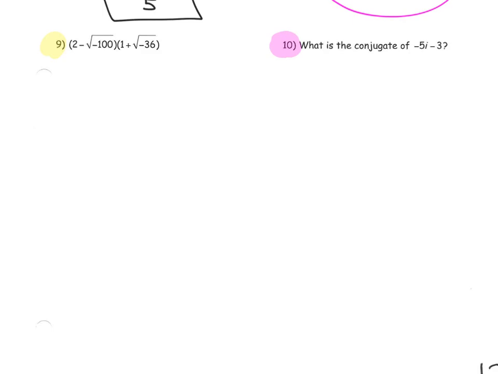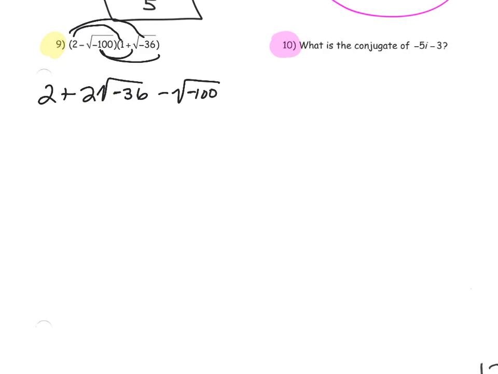All right. Okay, so we're just going to start to double distribute. So I have 2 plus 2 radical -36. I have minus the square root of -100. And then I have a negative times a positive, which is a negative. I have the square root of -100 and then the square root of -36. Okay, so I'm just going to start to see what I can simplify. Because these are negatives under the square roots, we know that these are imaginary numbers, all of these. Just keep that in mind. So there has to be an i.